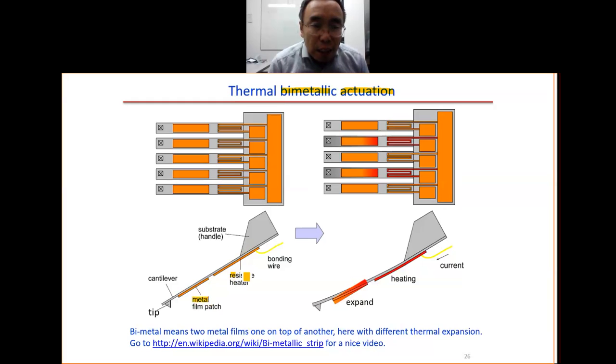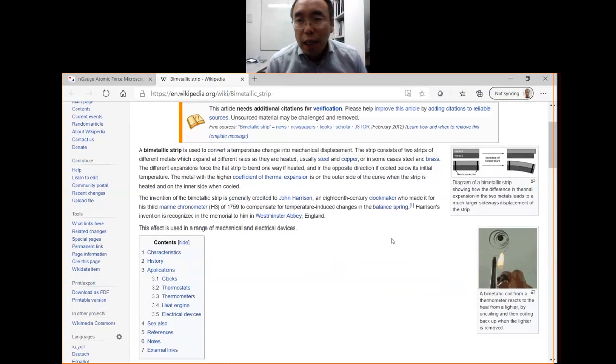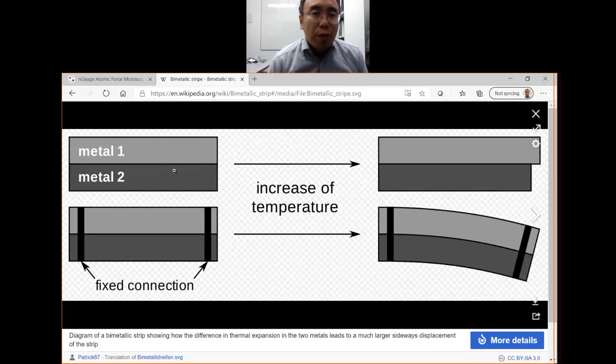This one is the resistive heater. You pass the current to heat up this cantilever. When you heat up, the metal here will expand, and the expansion of the metal is more than the expansion of the cantilever. This way, the tip will be bent this way. But if you put the metal on the backside of the cantilever, then the tip will be bent the other way. This way, you can control the bending of the tip to have some force onto the polymer. This is bimetallic actuation. The idea is simple. This is without heating. With heating, this one will be elongated more than the other one. Then it will be bent.